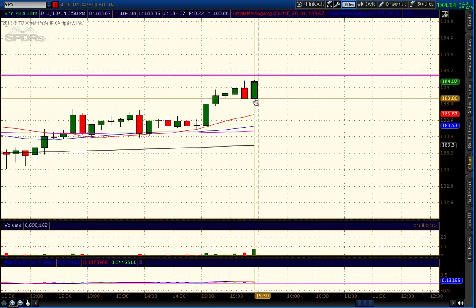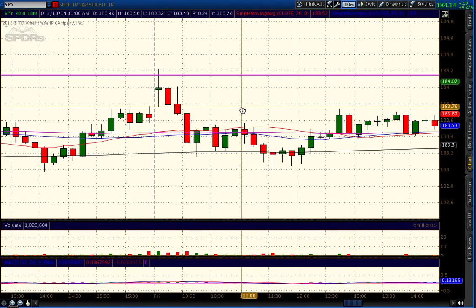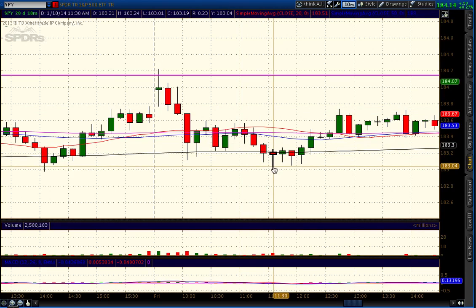It ticked down a penny at some point, but then it basically closed higher at 184.07. Again, it went higher, ticked down a penny. So, a pretty strong candlestick pattern there. And you'll see some. I'll take this one for example.